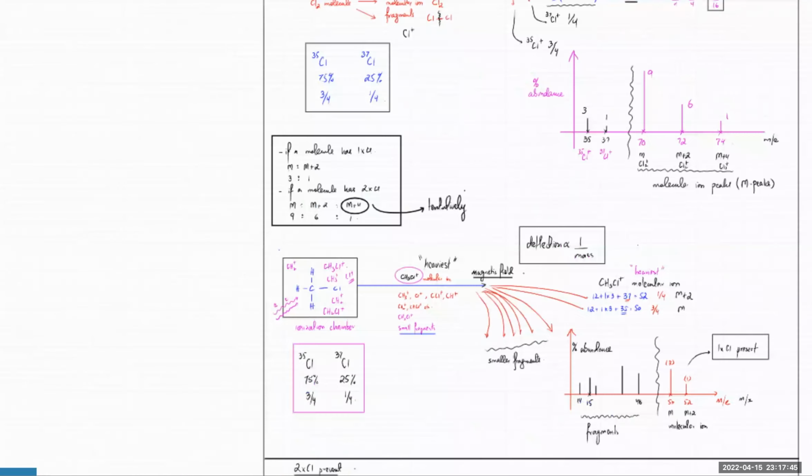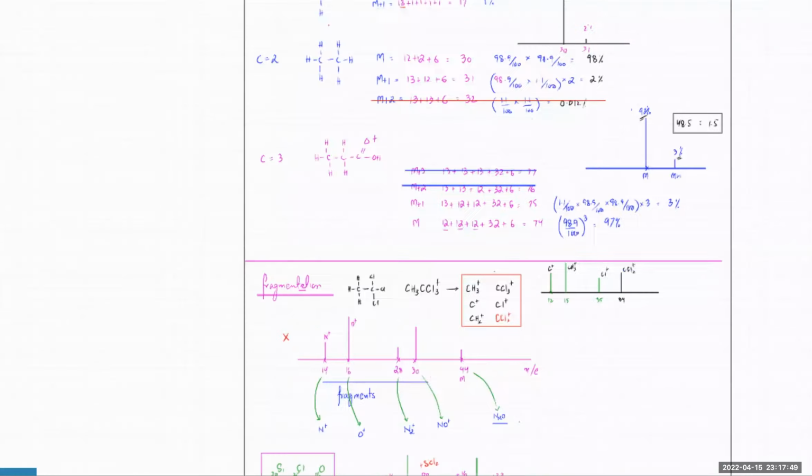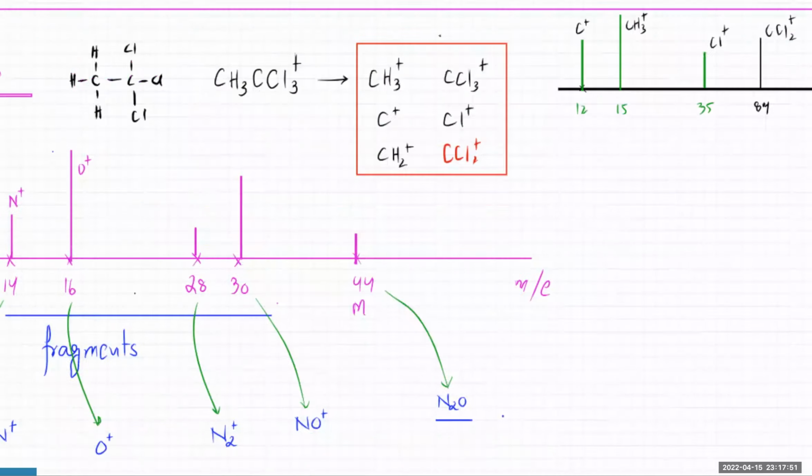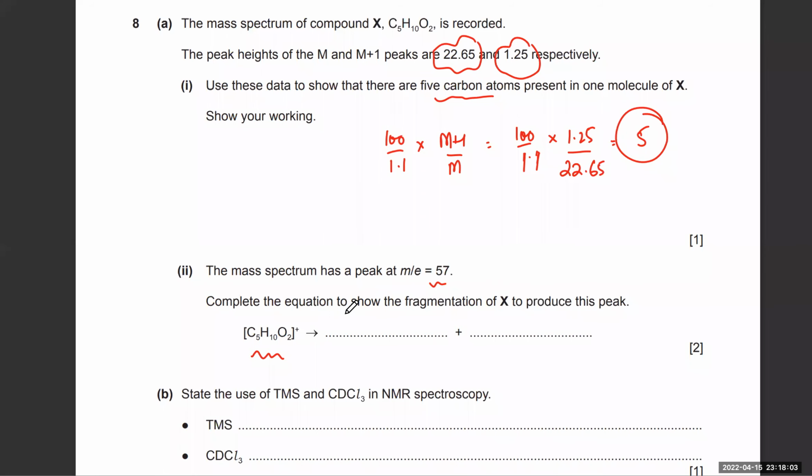Okay, what they mean is, where's the fragmentation part? What they mean is that you had this entire molecule. Now it has broken down into pieces, smaller pieces. One of the pieces has a mass of 57. So we're trying to identify what it breaks down into that you're getting 57. Is that clear?